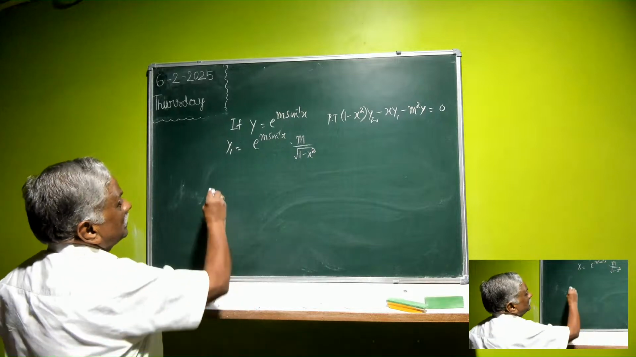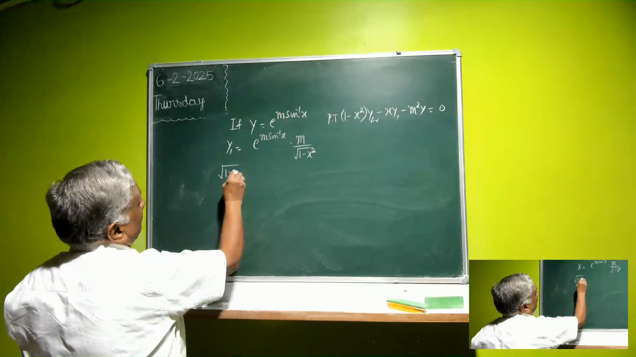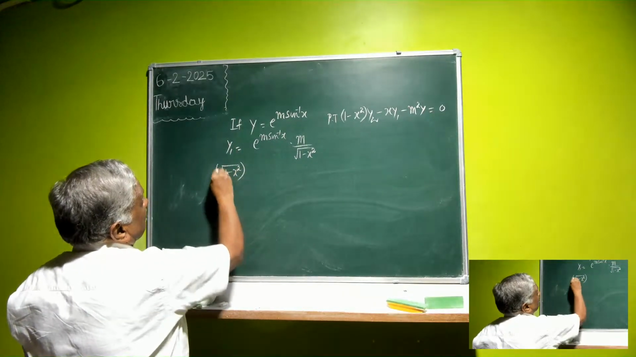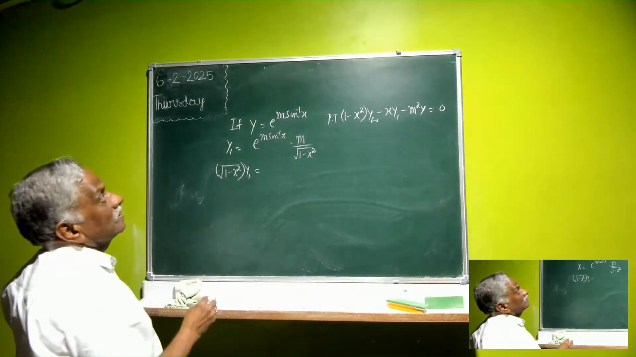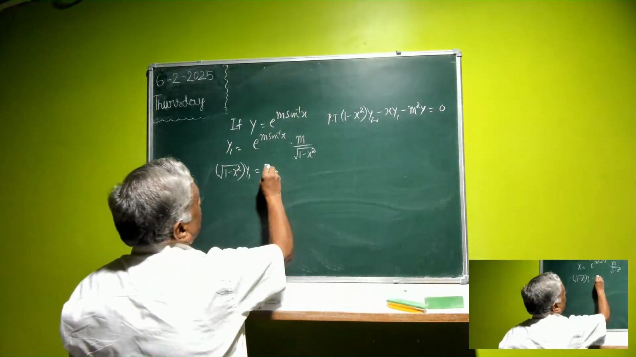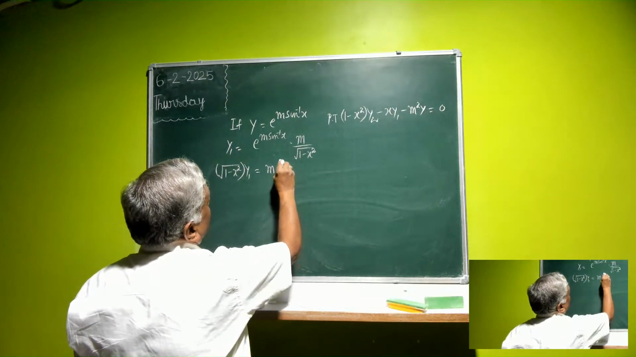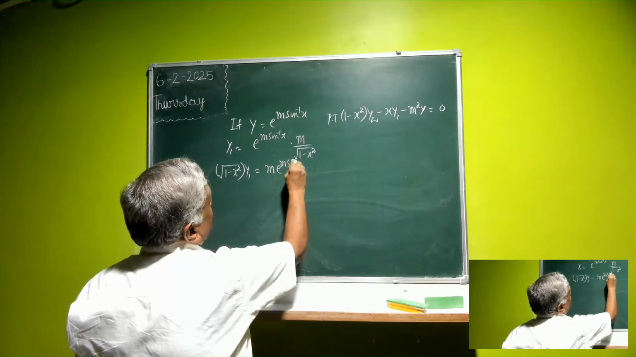Again, guess the next step. Cross multiply: root of 1 minus x square into y1 is equal to m into e to the power of m sin inverse x.